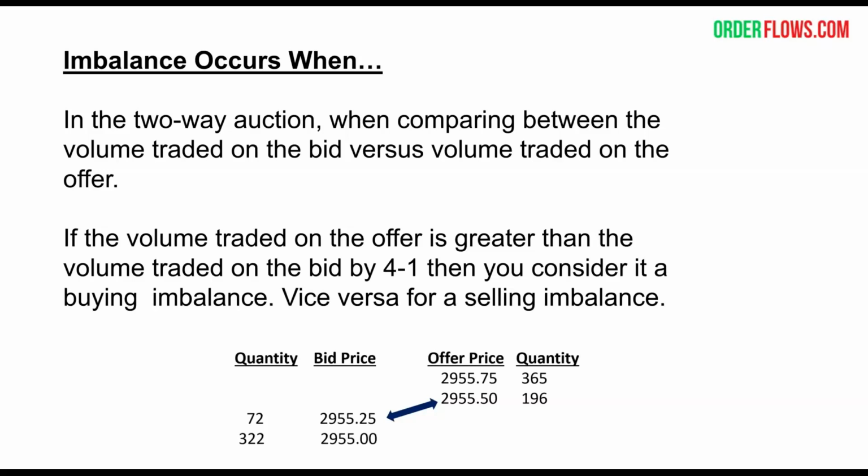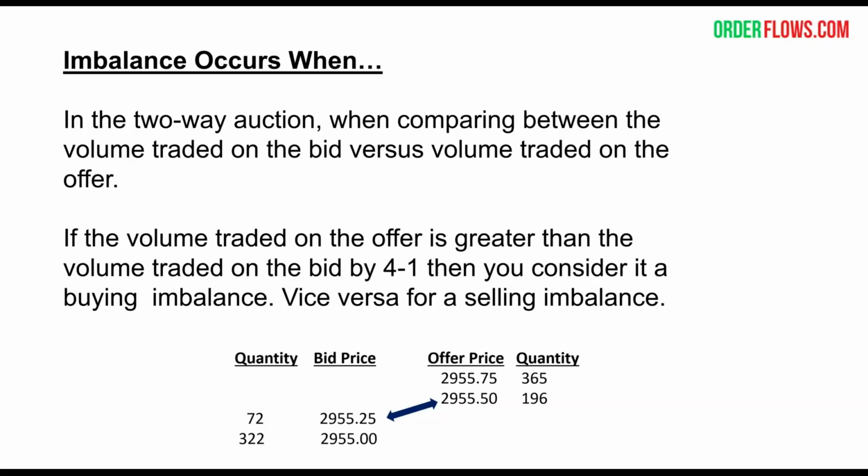And an imbalance occurs when, in the two-way auction, you compare the volume that was traded on the bid versus the volume that was traded on the offer. If the volume traded on the offer is greater than the volume traded on the bid by 4-to-1, again, 4-to-1 is a guideline. Some people use 3-to-1, other people use 10-to-1, but most traders prefer 4-to-1. You would consider that a buying imbalance and vice versa for a selling imbalance.